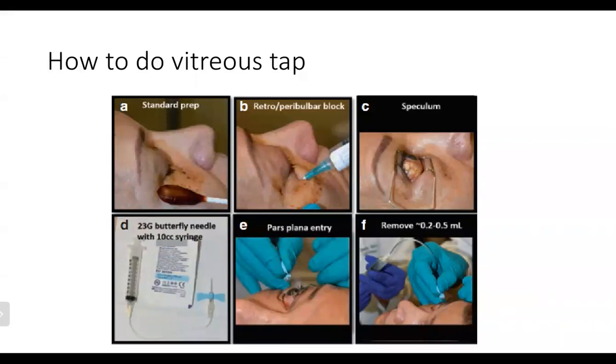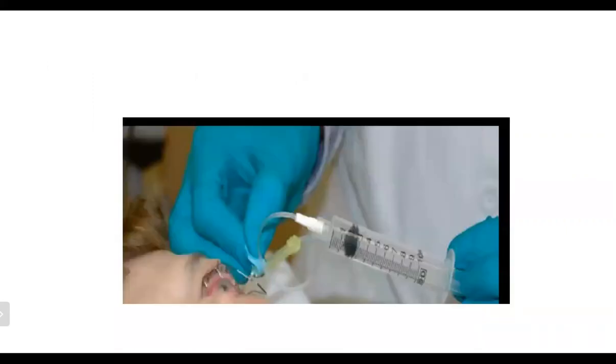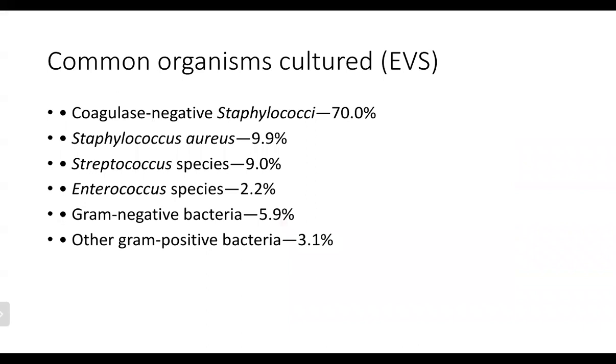Then you use your needle to gain access into the vitreous cavity through the pars plana, with your needle pointing towards the optic nerve head, and then you aspirate about 0.2 to 0.3 or 0.5 mils of vitreous sample, and then you send it to the lab. This picture is showing how to use the butterfly type needle attached to a 10 mil syringe. Here, mostly we use an insulin syringe.